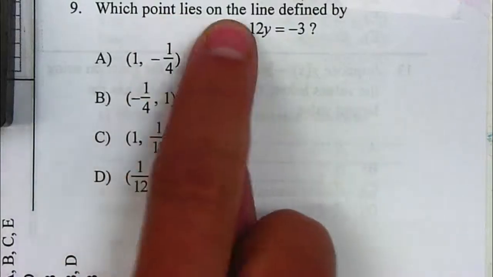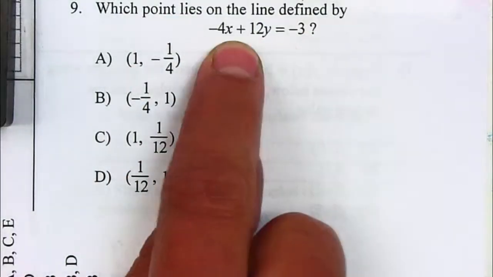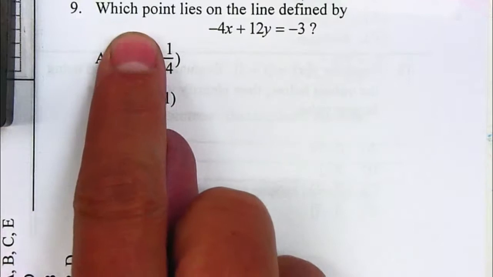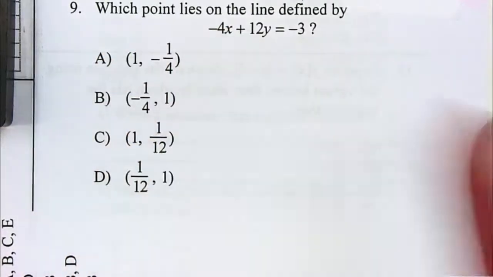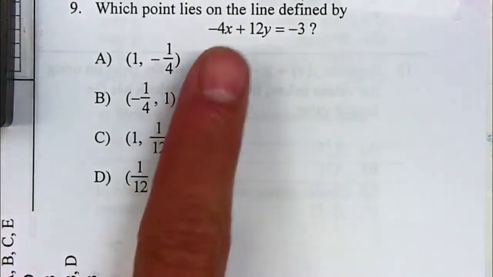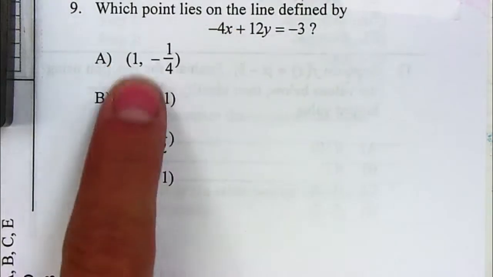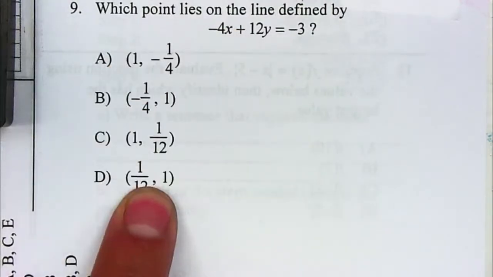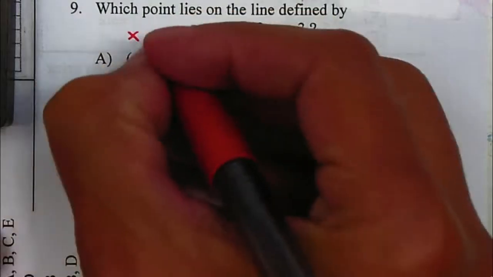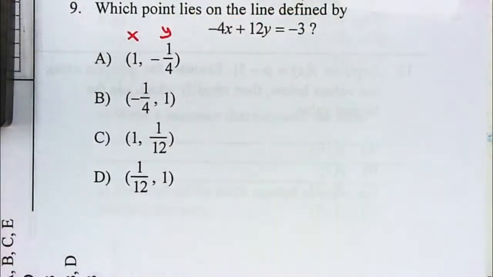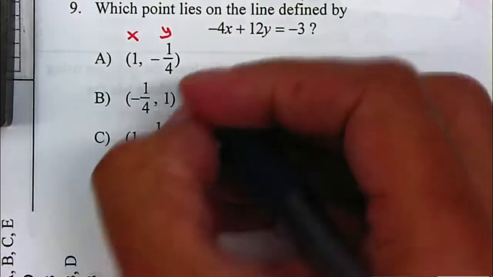Which point lies on the line defined by this equation? So I want to decide which of these points is on this line. Now, one way of doing it is to graph the line and see if it crosses any of these points. But a second way of doing it is algebraically, just by plugging in the x and the y. Now, remember that it's a good idea to stay organized.